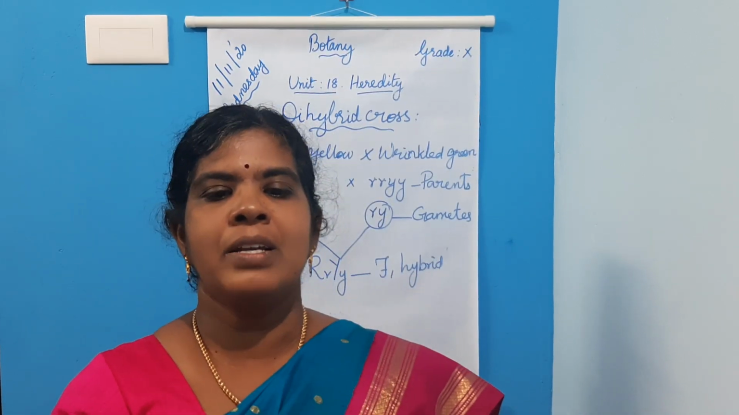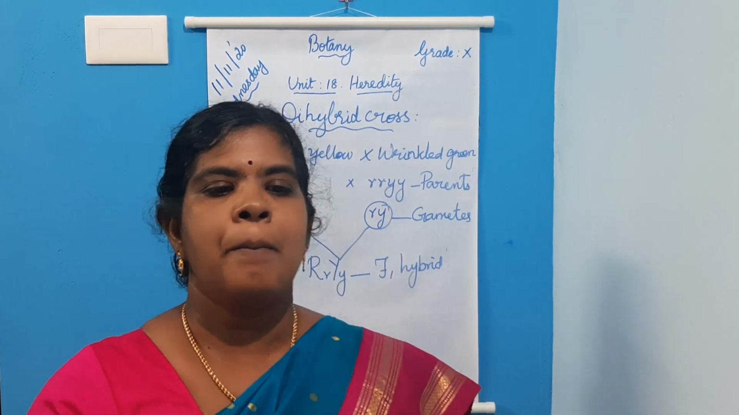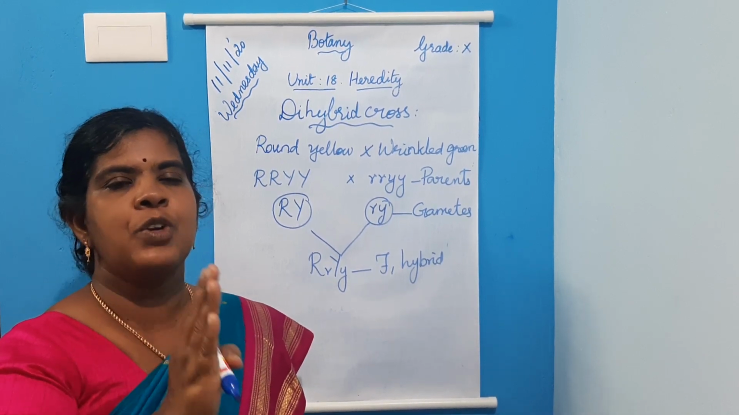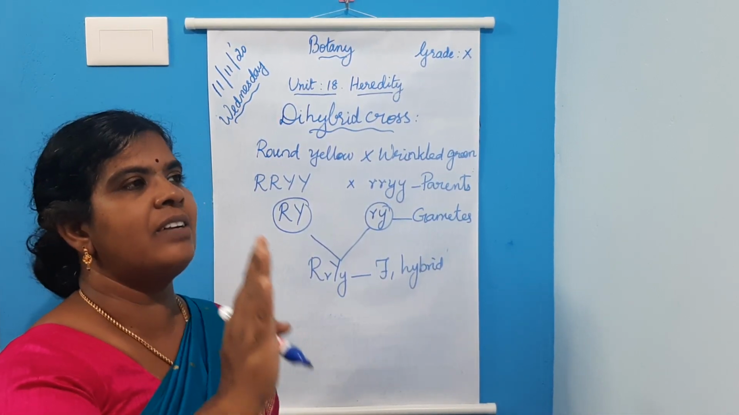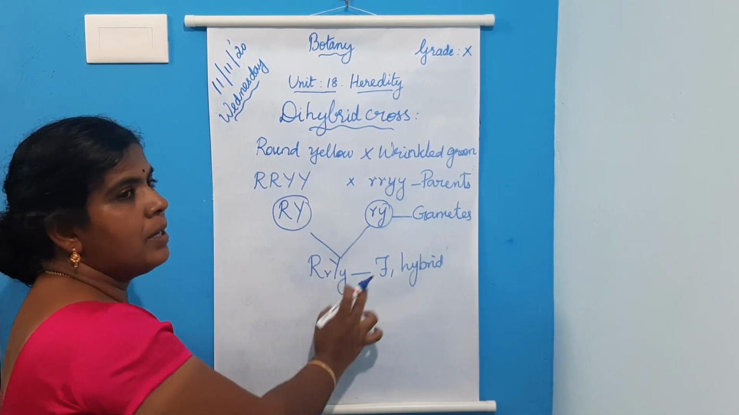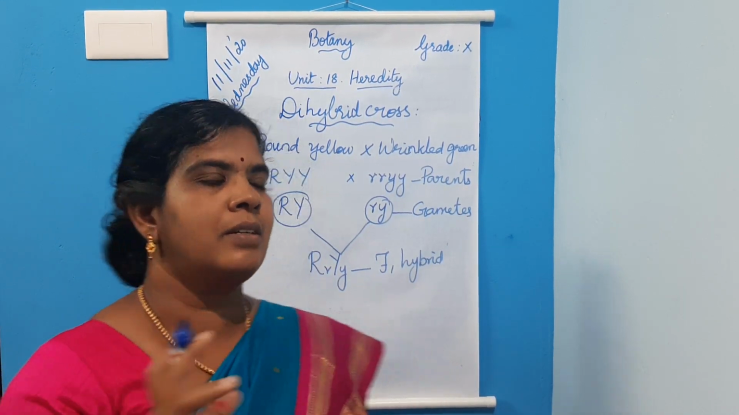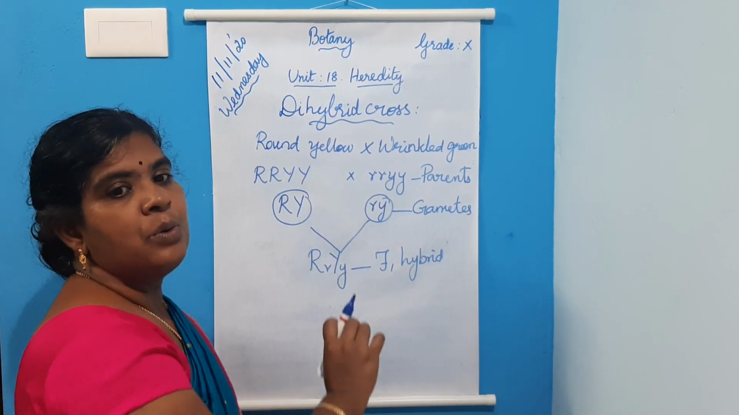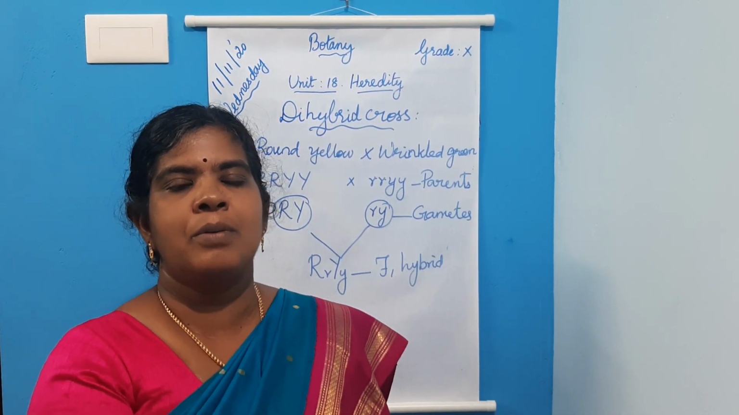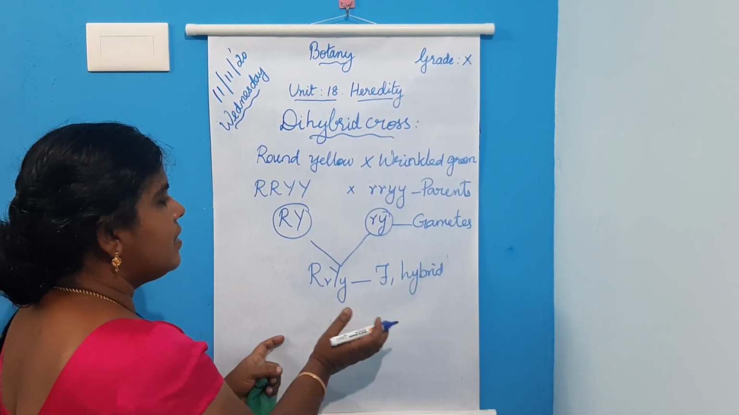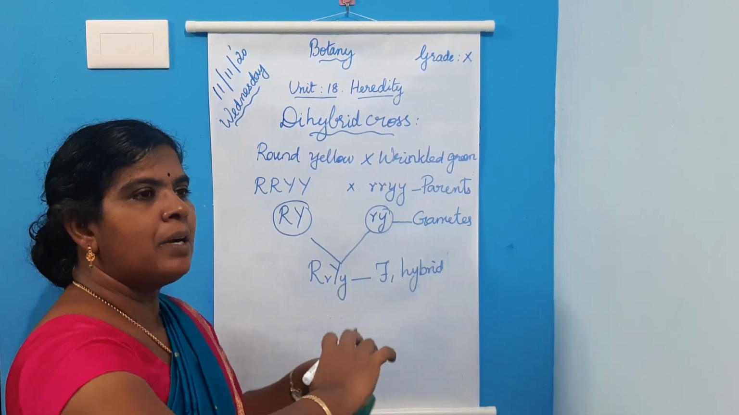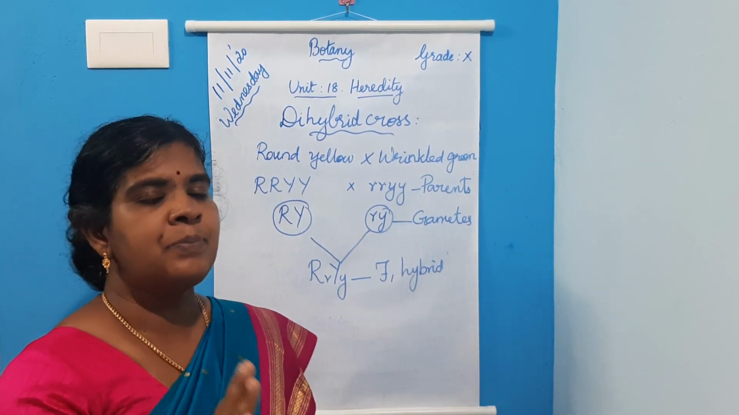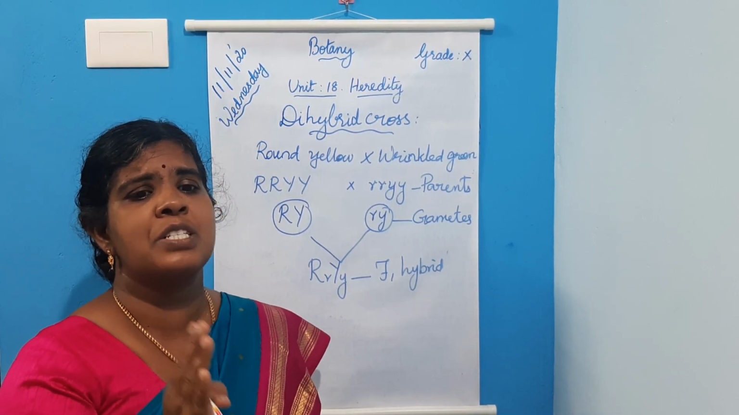These pea plants having round yellow seeds, when crossbred by self-pollination, produce 4 types of seeds having different combinations of shape and color. Okay, this is the F1 hybrid. Externally or phenotypically it is round yellow, isn't it? These F1 hybrids are crossbred among themselves. They produce 4 types of seeds having different combinations of shape and color.